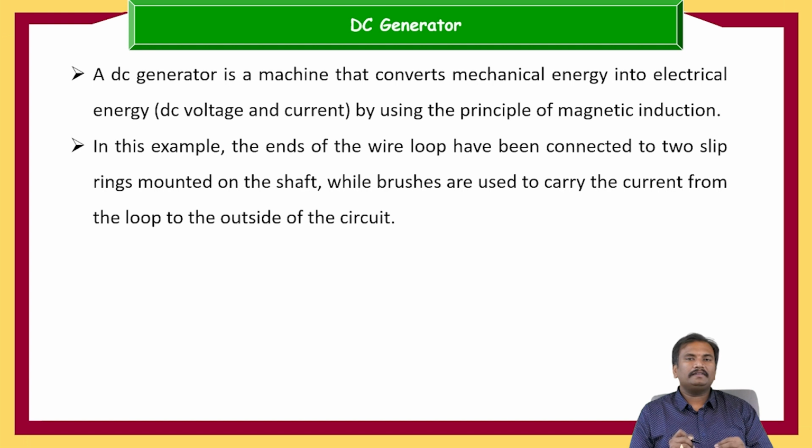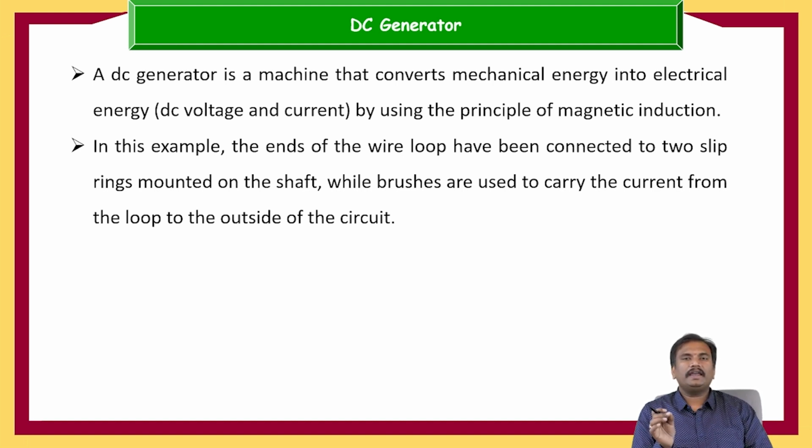In Faraday's laws of electromagnetic induction, whenever a conductor is placed inside a magnetic field, an EMF will be induced. Here the EMF induced is proportional to the rate of change of flux linkages. So here we require a conductor and a magnetic field.